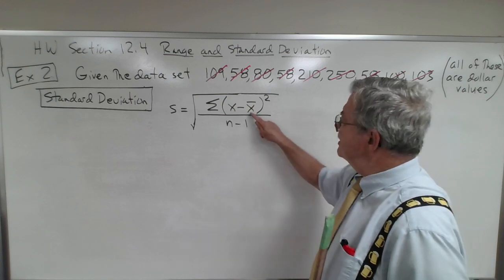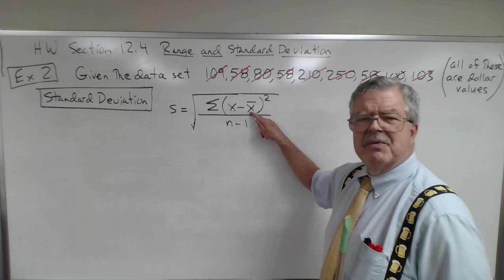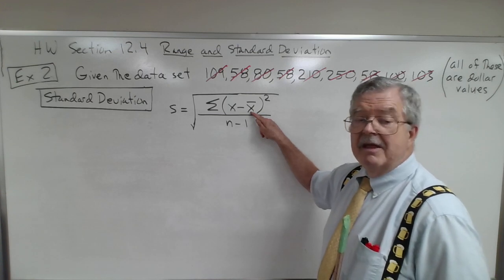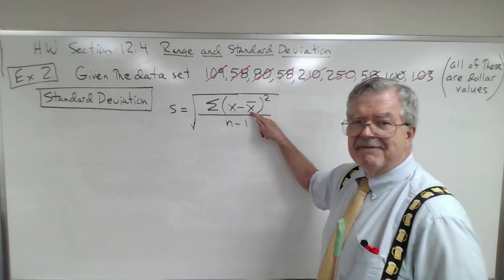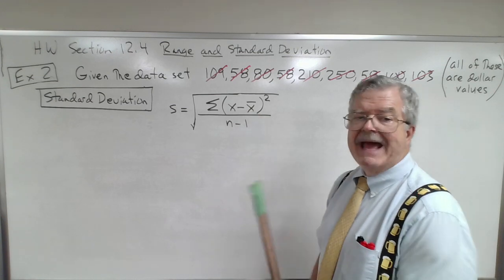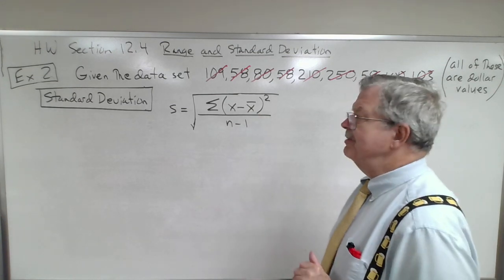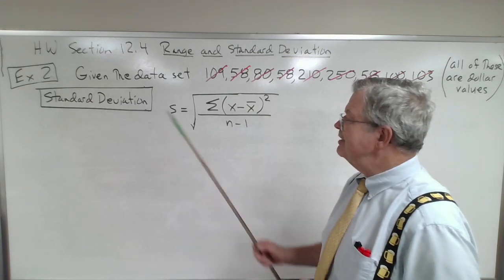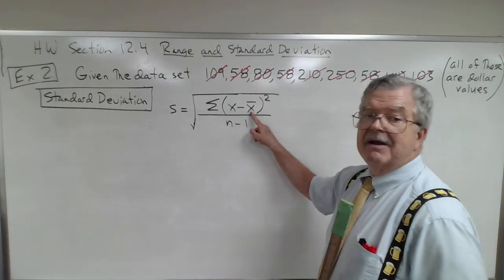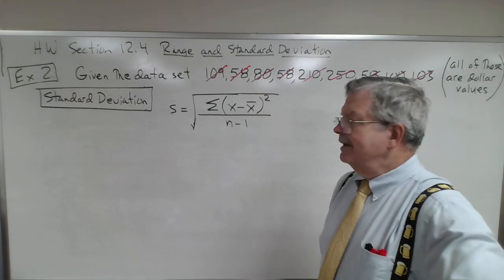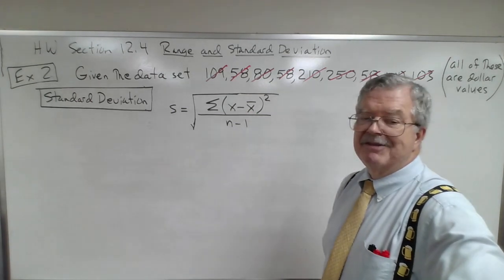But did you notice this? The first thing that we need is the mean, and we don't have that yet. So that is our first order of business. Before we can get to the standard deviation, we've got to compute the mean. We thought this was going to be easy, huh?